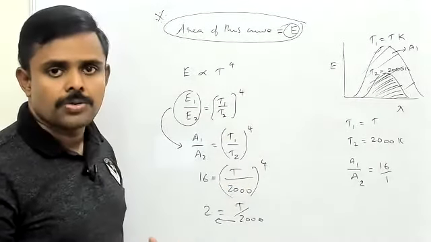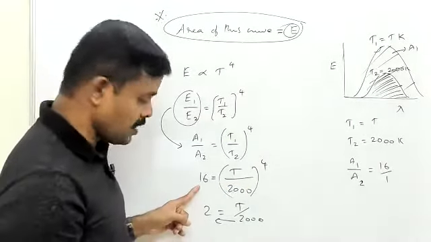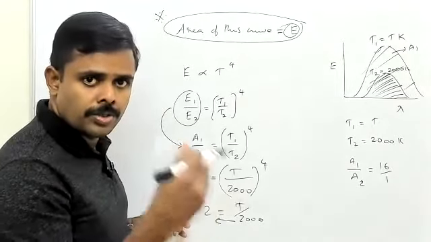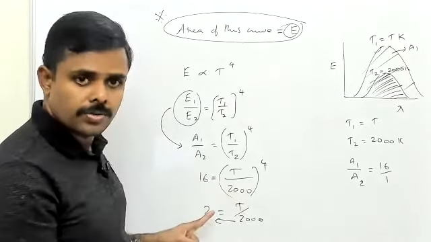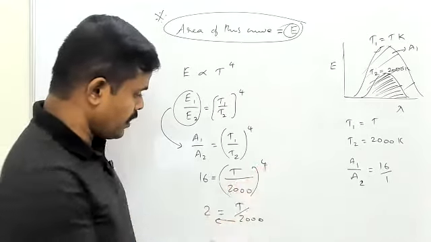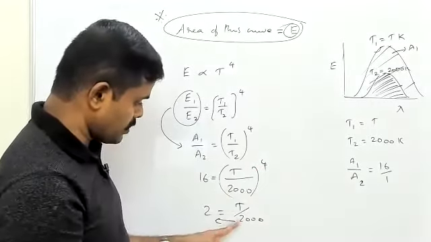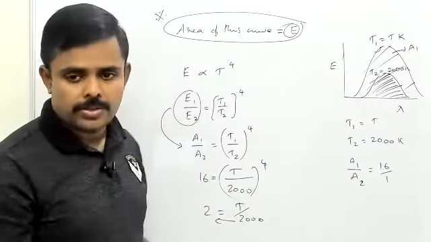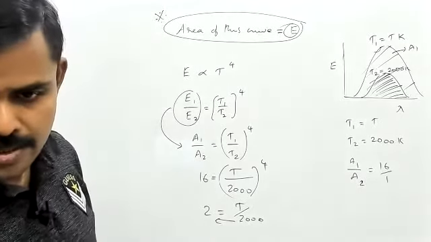I take the 4th root on either side. So when I take the 4th root here, 2 into 2 into 2 into 2 is 16, so the 4th root is 2. If you take the 4th root, that power will be gone. T by 2000, cross multiply, that will be 4000. Answer is option D. Did you understand?